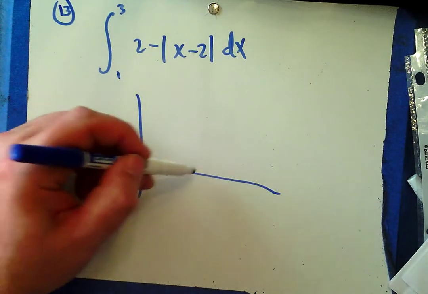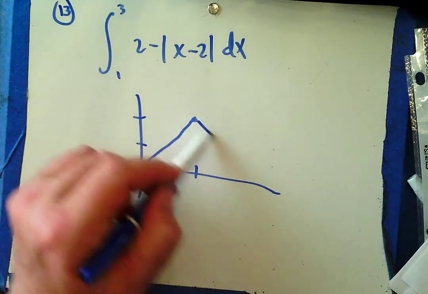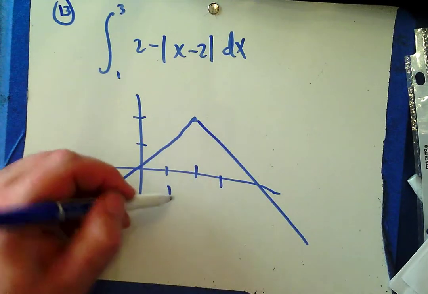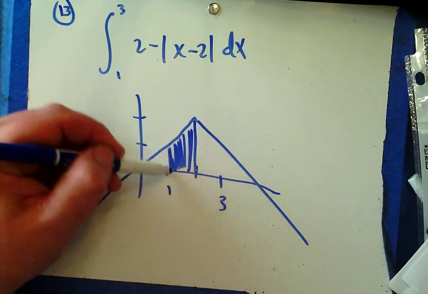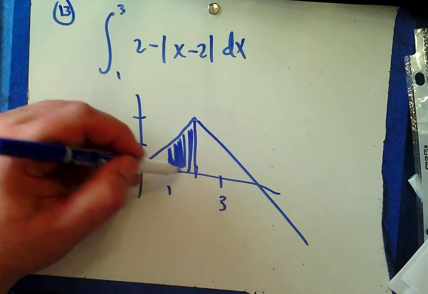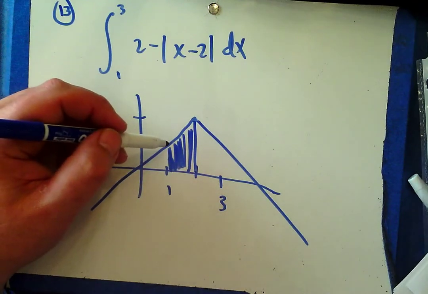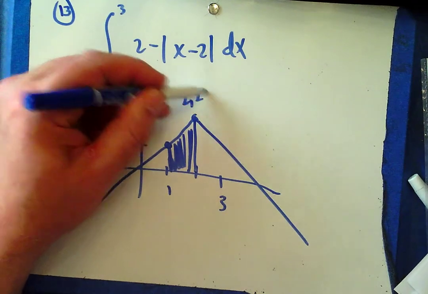So there, there, there, and we're going from 1 to 3. Which is this trapezoid times 2. Okay, in order to find the area of this trapezoid, I'm going to need to know this y value. I already know this one is 2.